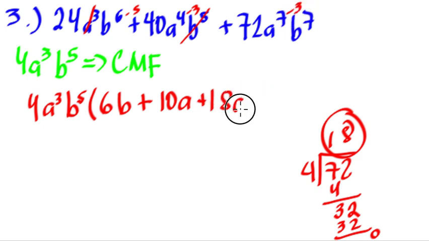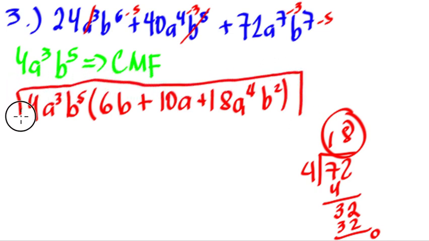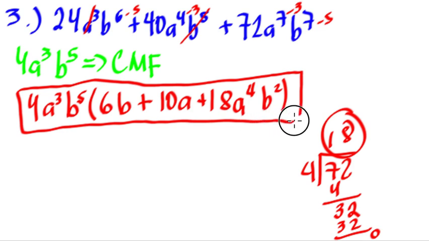So we have a raised to 4. And b minus 5 here is b squared. And yeah, this is our answer for number 3. Okay, simply we use the common monomial factoring to factor out this term here, this common factor in all of the terms.